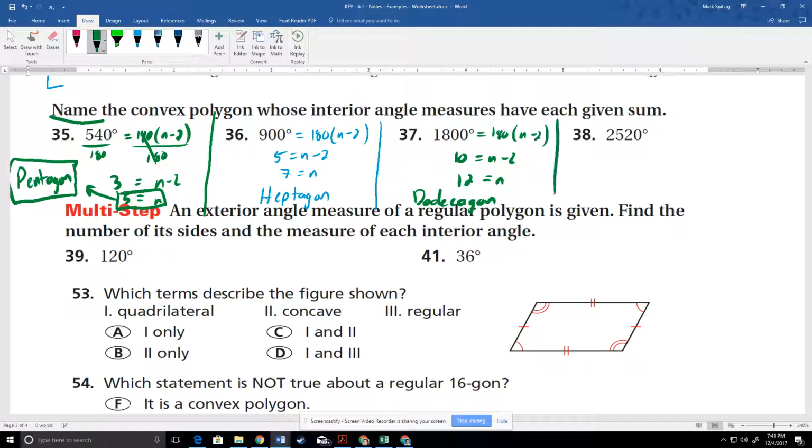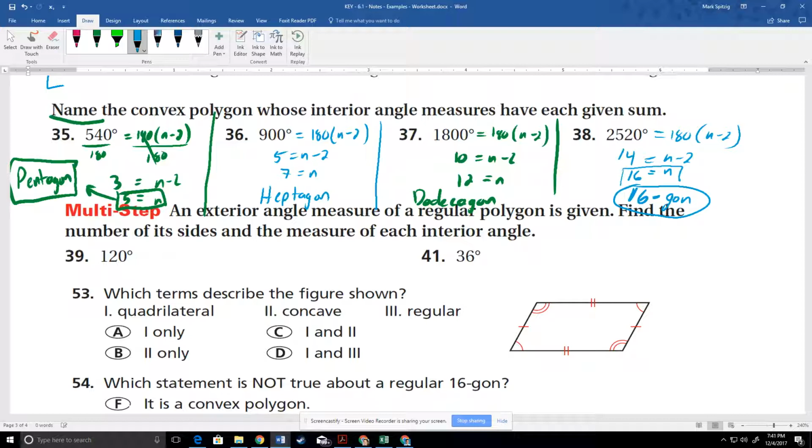All right. And then in the last one, we get 2520 equals 180 times n minus 2. And so when we divide, 2520 divided by 180 is 14. So we get 14 equals n minus 2. So n equals 16. And so a 16-sided figure, we don't really know the name of it, but if it does say name it, we would, of course, name it by its number of sides. So it doesn't have a cool specific name, but 16-gon is what we're looking for.